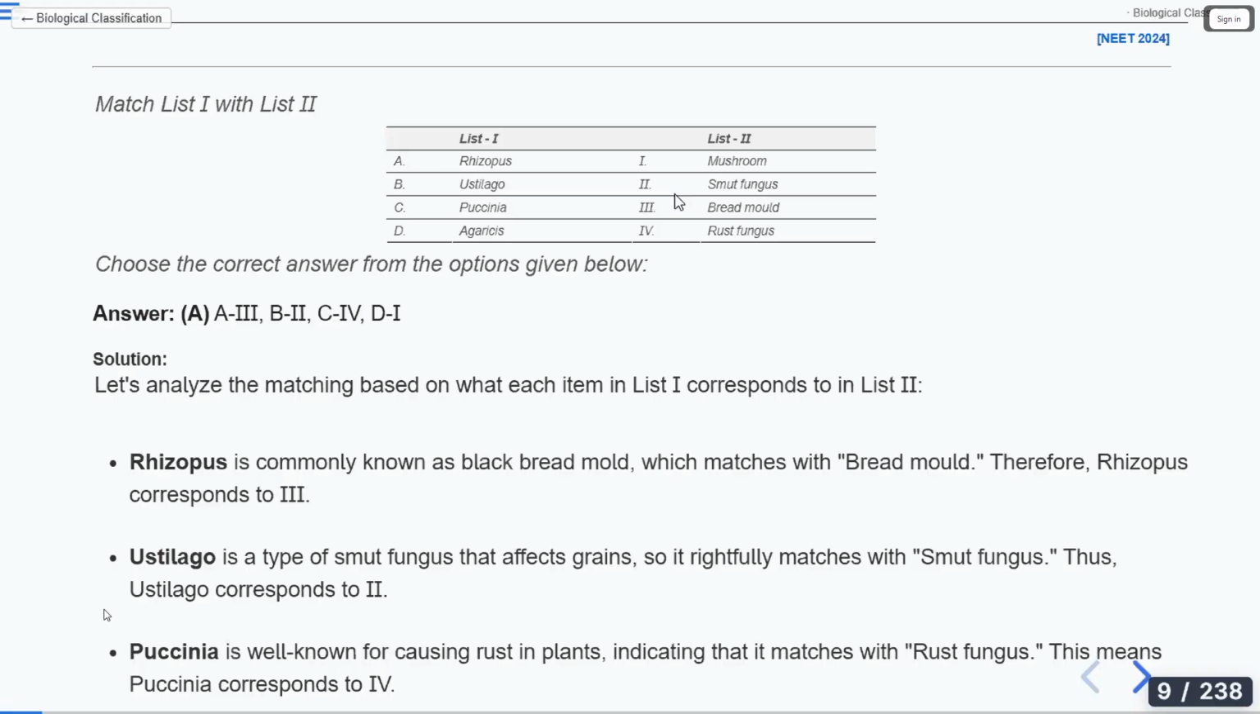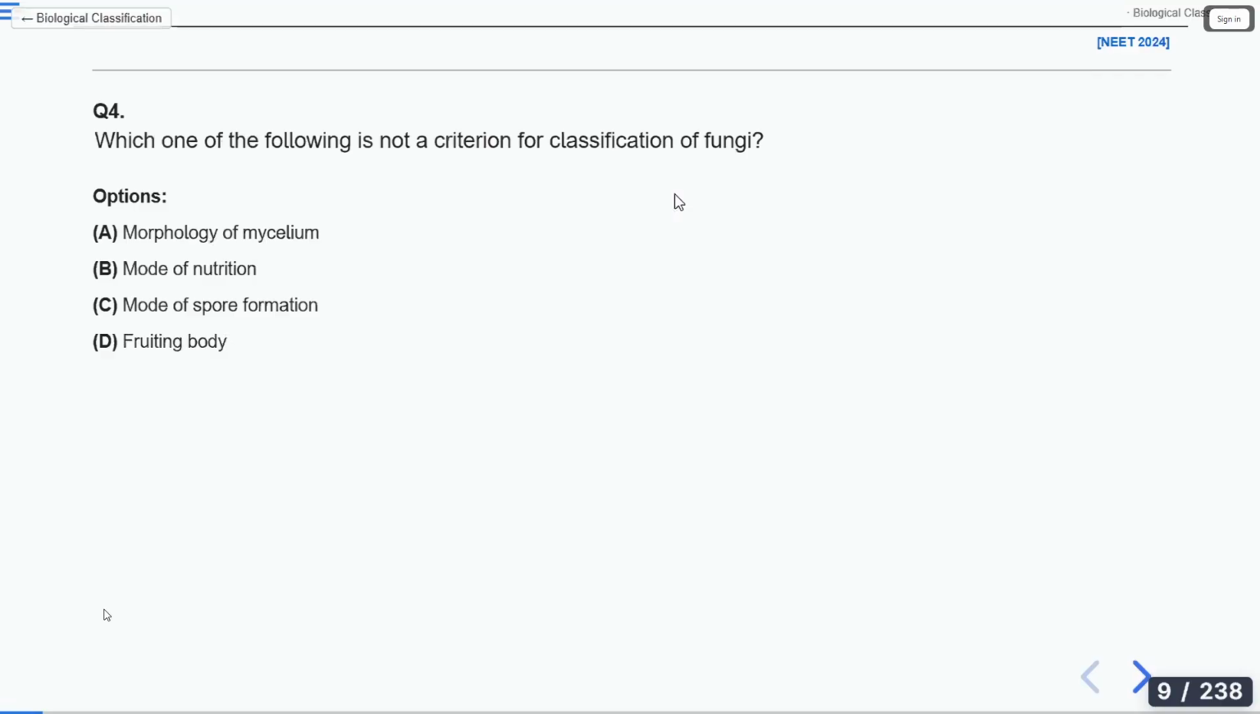Okay, very good. Then question number 4. Which one of the following is not a criterion of classification of fungi? Read the question carefully. Morphology of mycelium, mode of nutrition, mode of spore formation, fruiting body. Which is not a criterion? Option B, mode of nutrition. Okay, let's see. D is the correct answer, fruiting body. Let's see which is the correct answer.